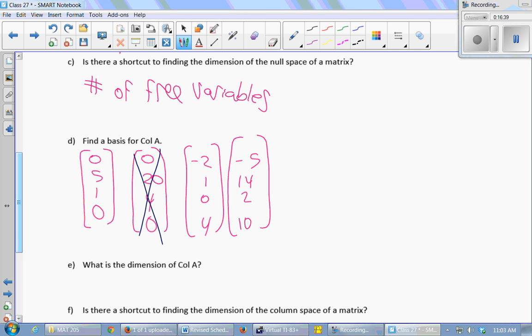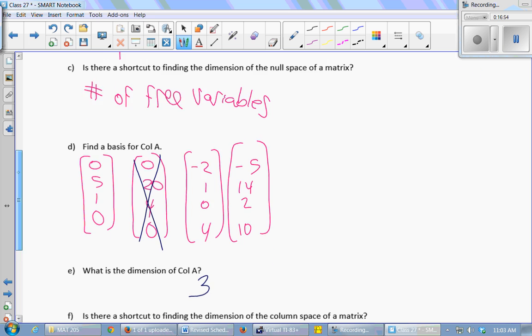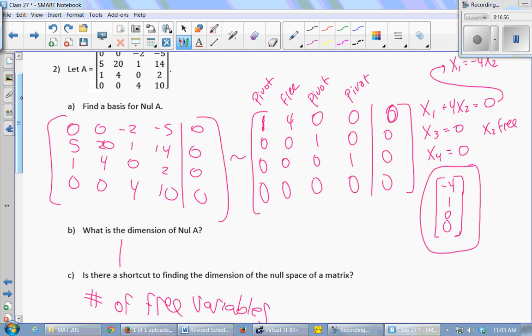Good. And what's the dimension of this column space then? 3. And what would a shortcut be for coming up with that 3 without actually finding the basis? 4 columns in the matrix minus 1 free variable. Or you could say the pivot columns. The number of pivot columns will tell you the dimension of the column space.